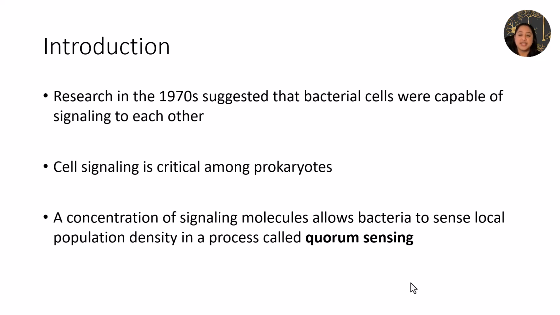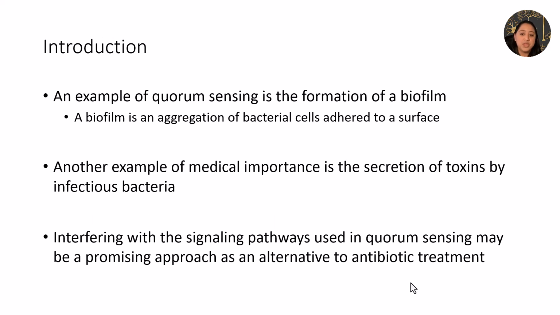So for example, say you are in a crowded room, you can physically sense all these other people up against you. And so that's kind of like what this is. This is what's called quorum sensing. It allows bacteria to sense local population density. And an example of quorum sensing is the formation of a biofilm.